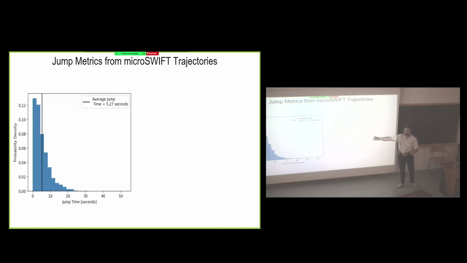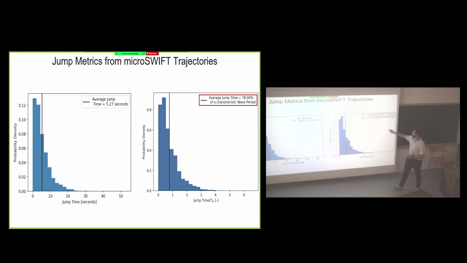Now, pretty much the same story when we look at the jump times. On average, we're jumping just over 5 seconds in a particular jump. And if we normalize that by the mean wave period, we get about 78% of a mean wave period that you actually stay on the wave. So these are just some nice round numbers that we can start to piece together on how we might want to include this in some trajectory modeling.